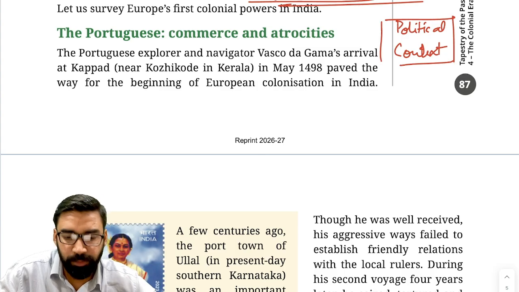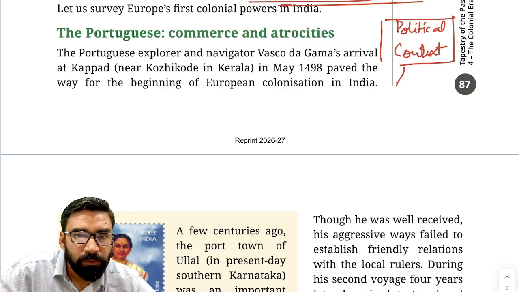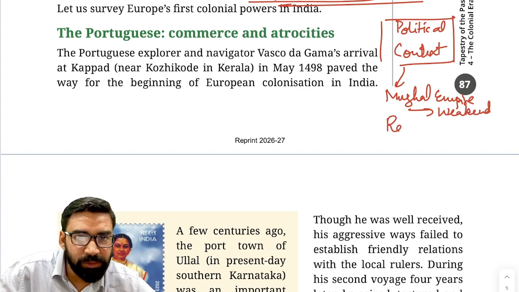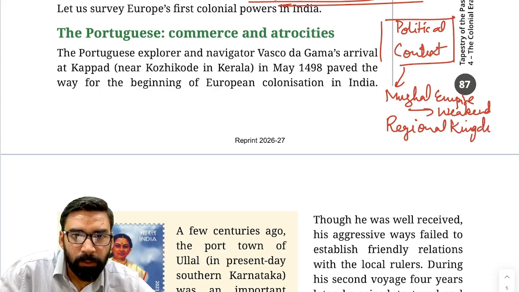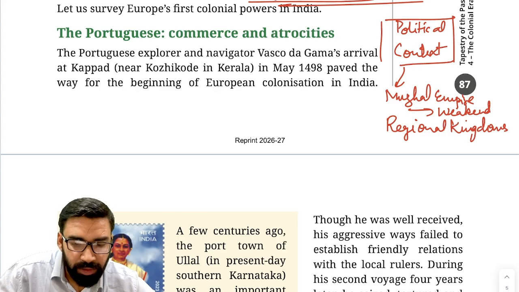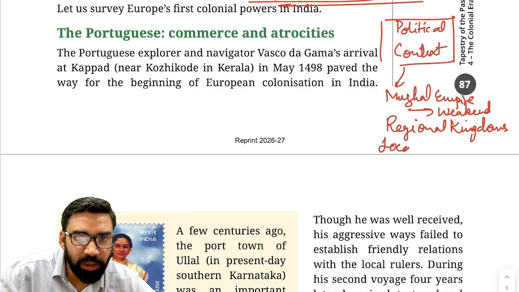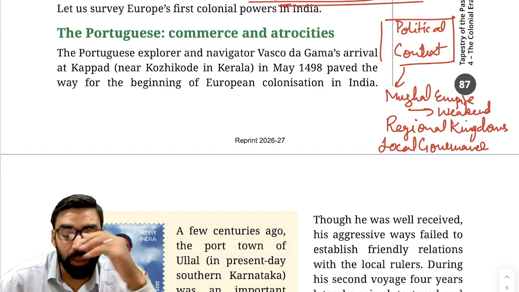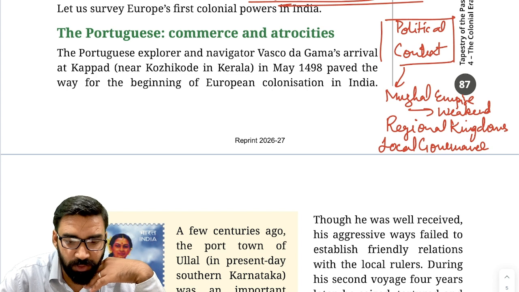Okay. So, what was the political context? First thing is when Europeans came, the Mughal Empire was weakened. Fine. Regional kingdoms emerged. And third important thing is local governance. That means well organized village councils were there, a system of self governance was there.